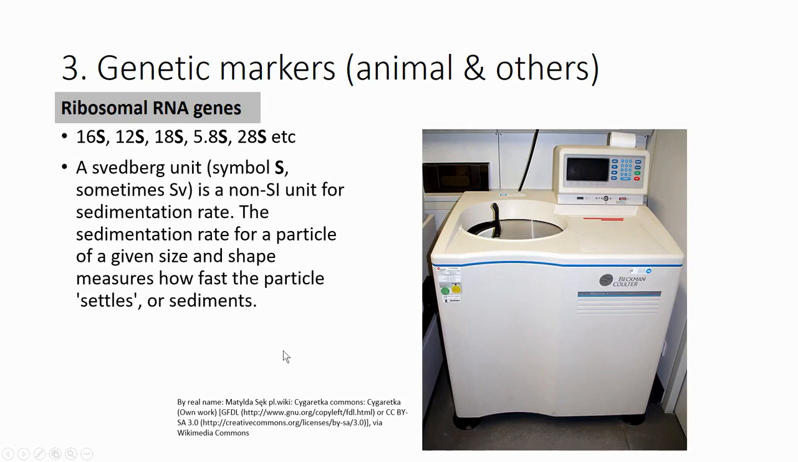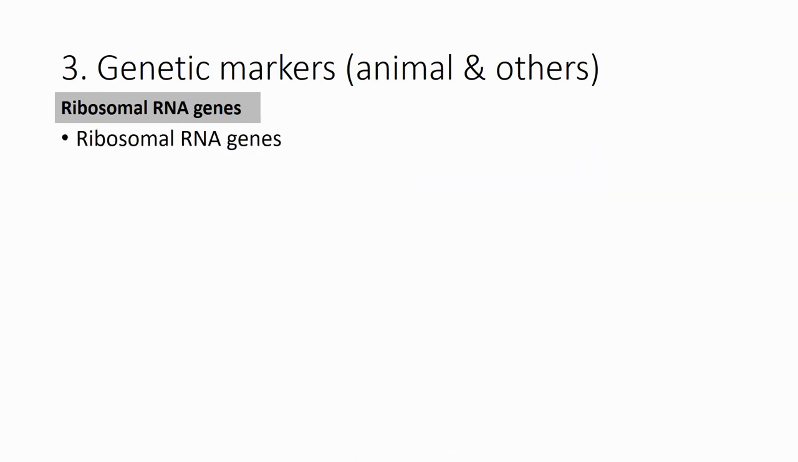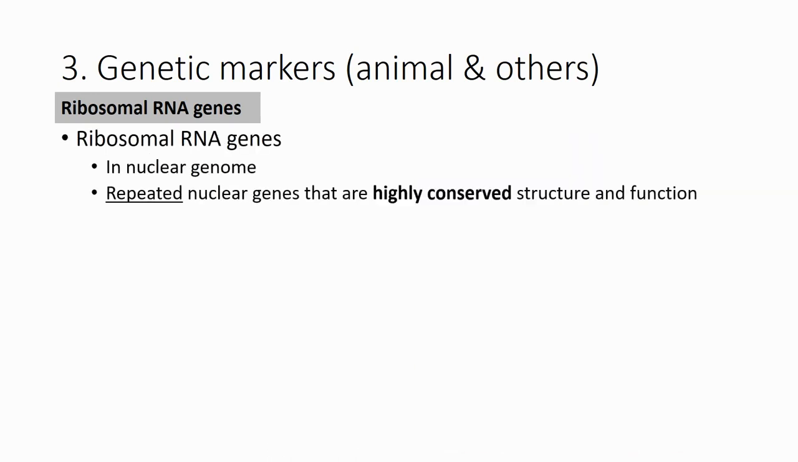All these S stand for the unit of measurement, a measurement of the sedimentation rate, which reflects the molecule's size and shape. You just have to memorize all of this for the ribosomal RNA gene. This ribosomal RNA gene is in the nuclear genome.